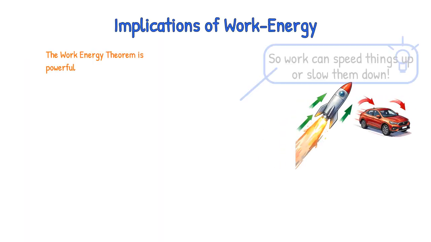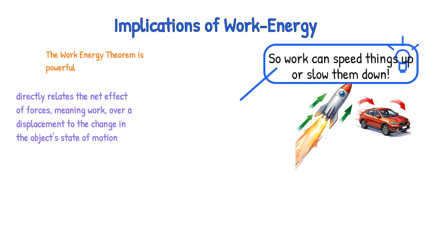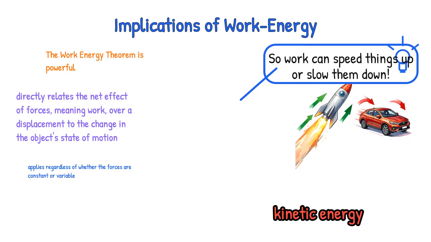The work-energy theorem is powerful because it directly relates the net effect of forces, meaning work, over a displacement to the change in the object's state of motion, its kinetic energy. It applies regardless of whether the forces are constant or variable, which simplifies many dynamics problems. It also highlights that positive net work increases kinetic energy, meaning the object speeds up, while negative net work decreases kinetic energy, meaning it slows down.